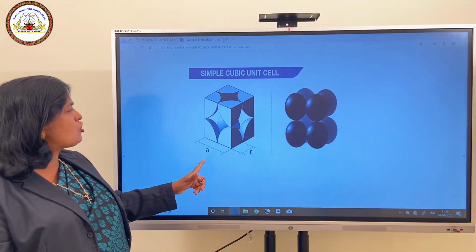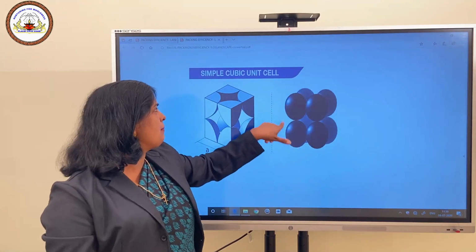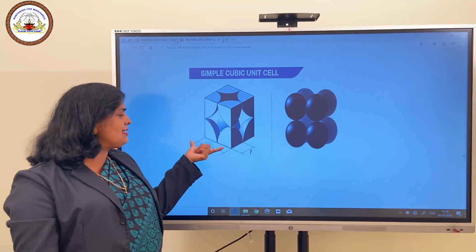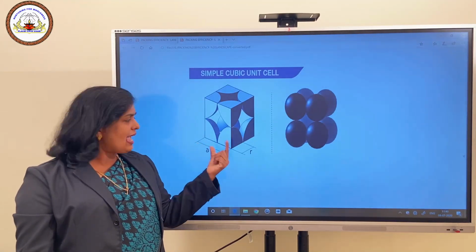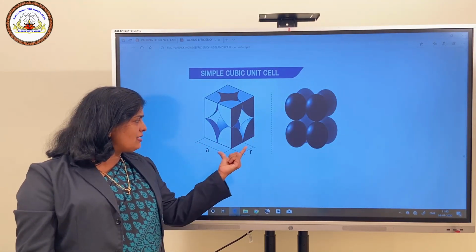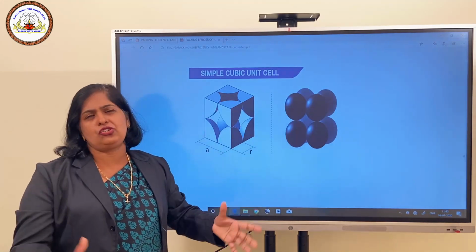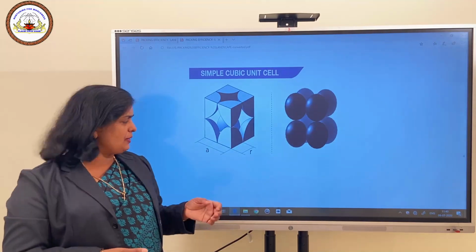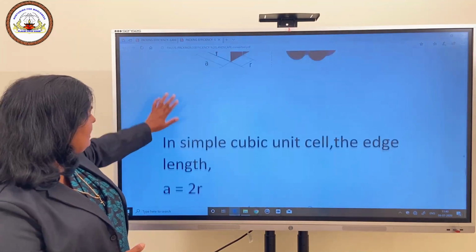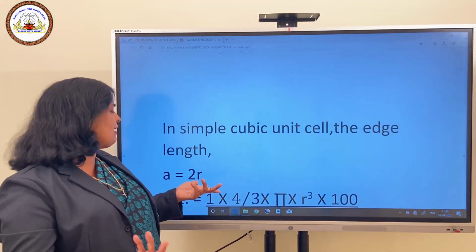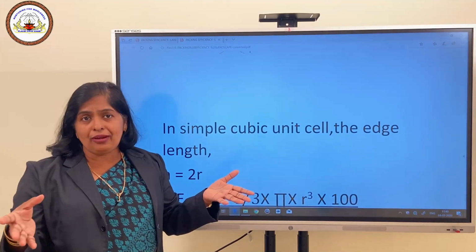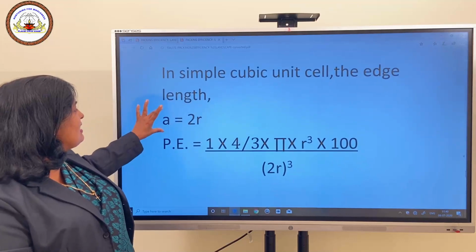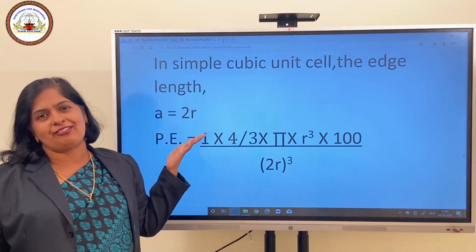So here itself it is shown. This is the way of arranging the simple cubic unit cell. And here, this distance is the edge length a and radius r, and 2r constitutes one edge length, as no other atoms come in between. So easily we can say, let the edge length be a and the radius be r, and we know the relation between edge length and radius. It is a is equal to 2r.